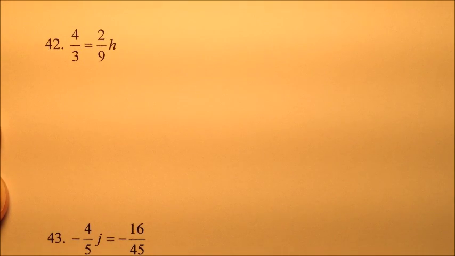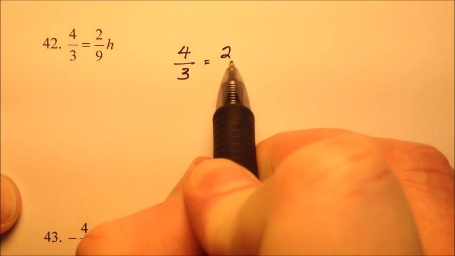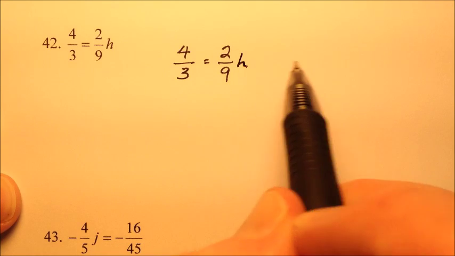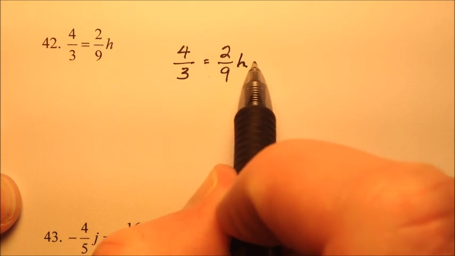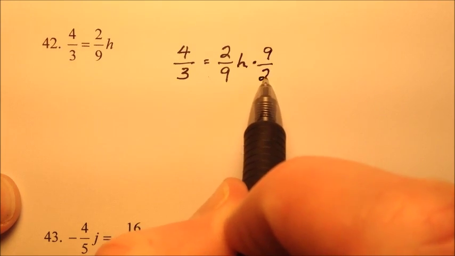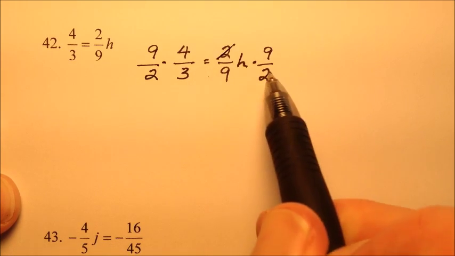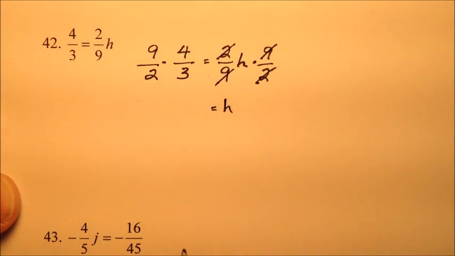Number 42 says 4/3 equals 2/9 h. I'm just going to rewrite this problem over here so I have a little more room to work. So the h is our variable, so we want to get that by itself. But right now we have this 2/9 being multiplied by it. So we're going to divide both sides by 2/9. But really when you divide a fraction, don't you multiply by the reciprocal? So I'm actually going to multiply both sides by 9/2. And when I do that, we'll notice the 2's cancel, the 9's cancel, and h is left all by itself.